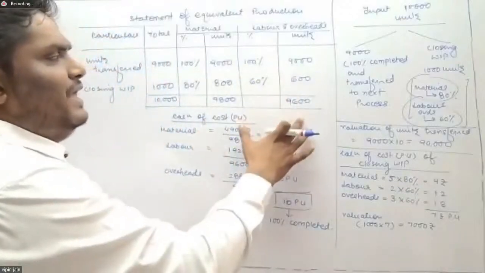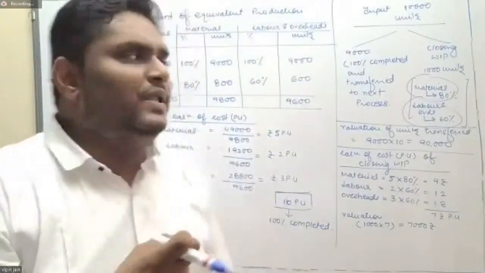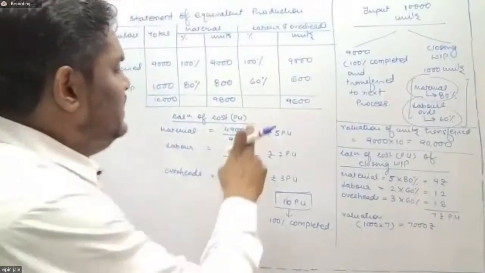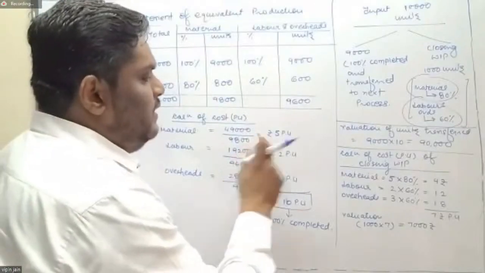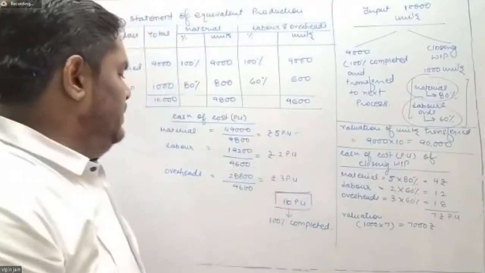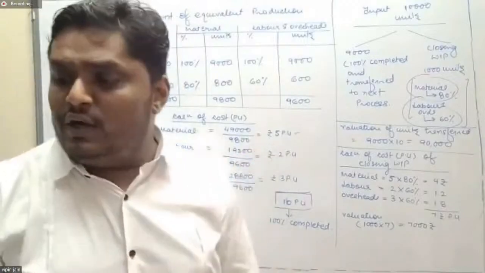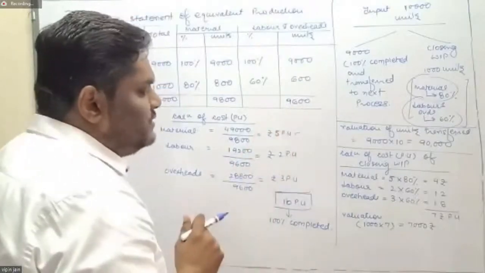Now, since we have got the equivalent number of units, it's very easy for us to calculate the cost per unit. That is, material cost in aggregate incurred is 49,000 divided by the equivalent number of units, that is 9,800. So this is how we got 5 per unit. Similarly, in case of labor, the cost incurred is 19,200 divided by the equivalent number of units, that is 9,600.